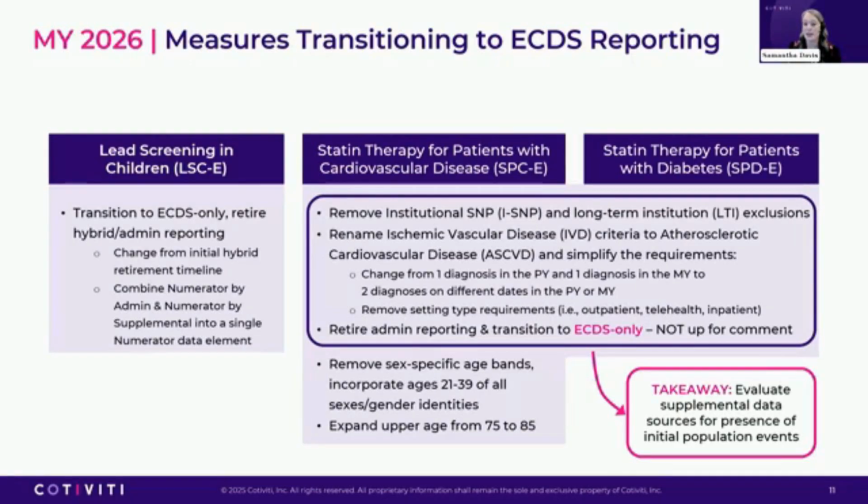To assess potential impact of the transition of these measures to ECDS reporting, we recommend evaluating your supplemental data sources for the presence of cardiovascular disease and diabetes diagnoses. The SPC measure has 2 additional proposed changes as well. NCQA is planning to remove the sex-specific age criteria for the measure, which would expand the eligible members from ages 21 to 39 to include now females and other gender identities. They also plan to expand the upper age limit of SPC to 85 from 75. NCQA is requesting feedback on both of these proposed changes for SPC.